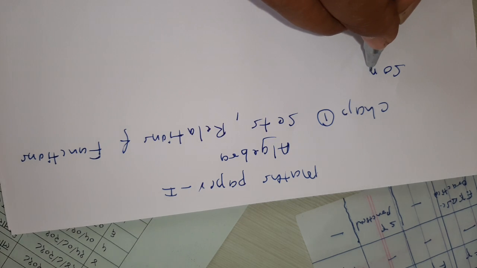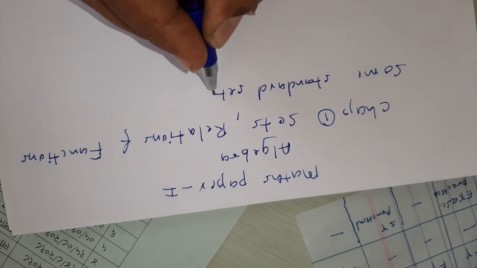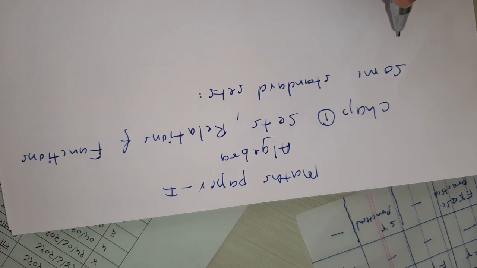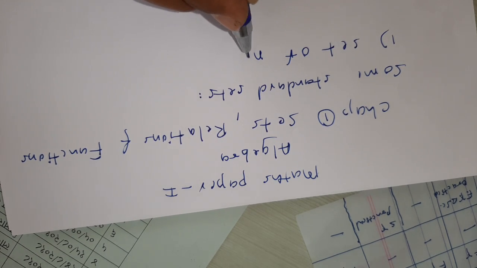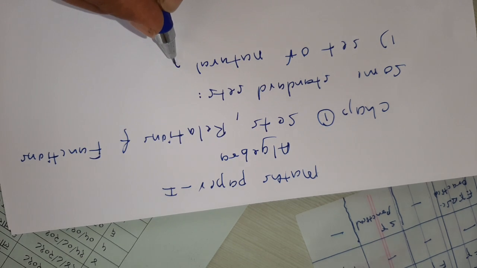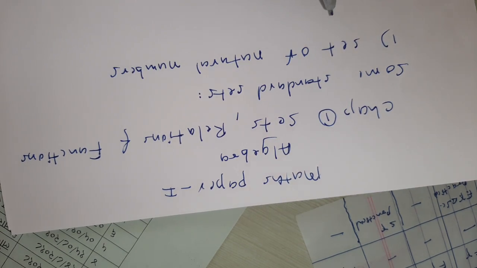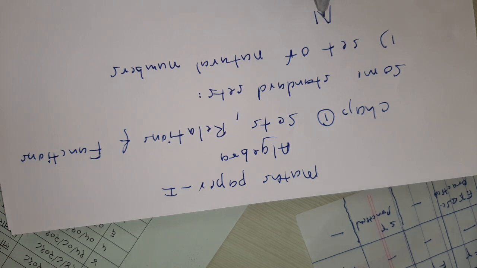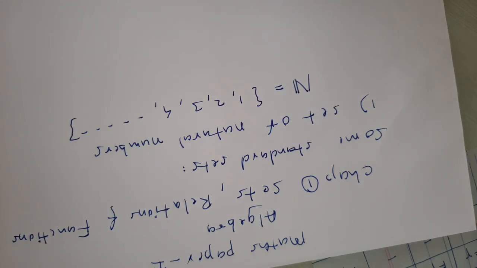Some standard sets. Number one, set of natural numbers. This set is denoted by notation capital N and is the set of elements 1, 2, 3, 4, 5 up to infinity. This is the set of natural numbers.